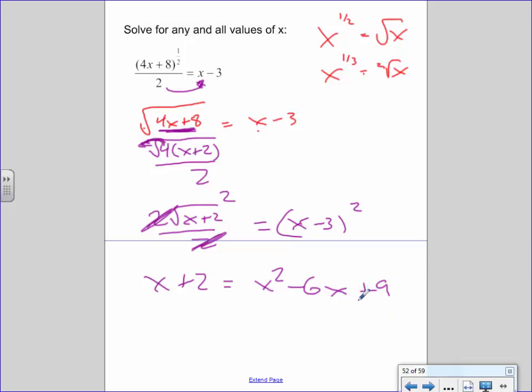What kind of equation is this now? Quadratic. All right, so just solve using quadratic means. So I'll shut up now and just solve it. Let me know if I lose you, okay?